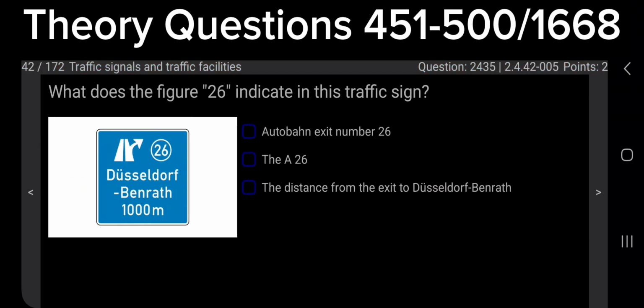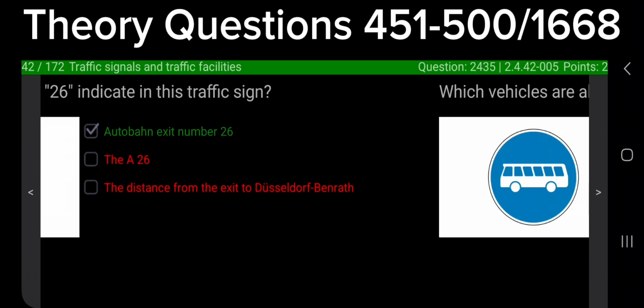What does the figure 26 indicate in this traffic sign? Autobahn exit number 26. The A26. The distance from the exit to Düsseldorf-Benrath.